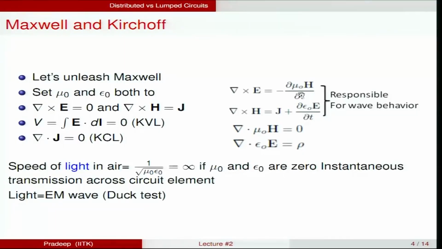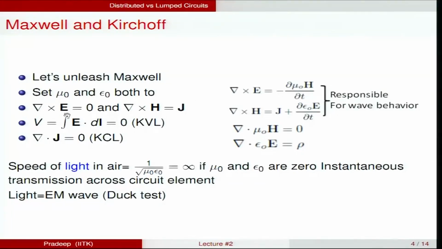These two terms, del mu 0 H, which is actually del B by del t, and del D by del t, were the terms responsible for wave behavior, and when you set mu 0 and epsilon 0 to 0, then these two terms will go away, and then your equations will get very simplified, right?